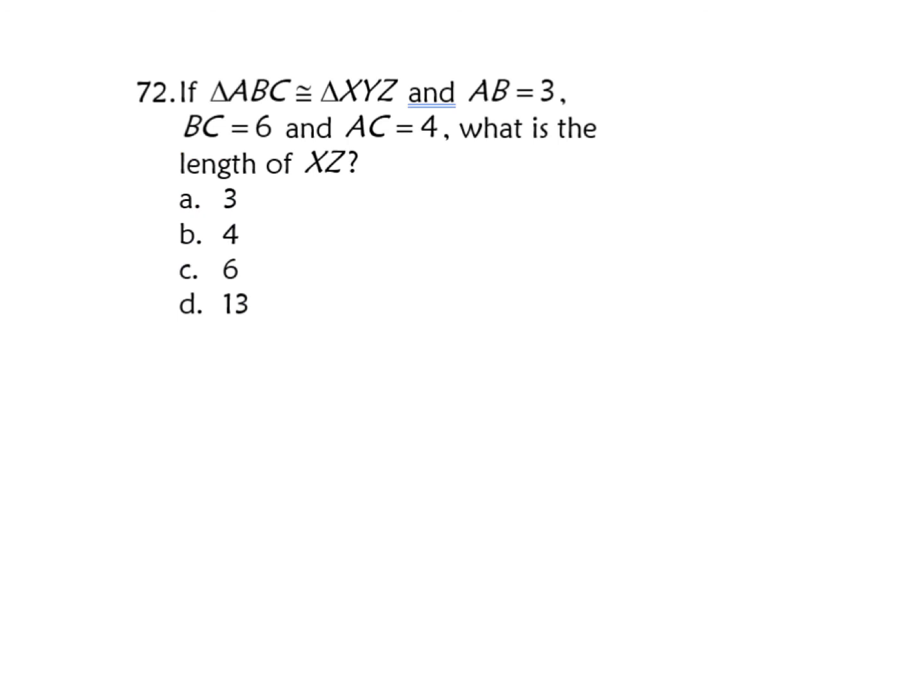All right, if triangle ABC is congruent to triangle XYZ, AB is 3, BC is 6, AC is 4, what's the length of XZ? Remember those congruency statements, they're made so that you can match up the letters, right? XZ is the first and the third letter. I need to match it to the first and the third letter in this triangle. So AC and XZ are going to be congruent. AC in my list here is 4, so XZ has to be 4.